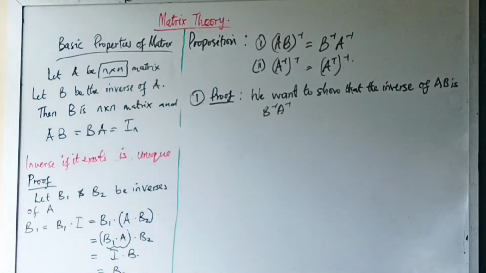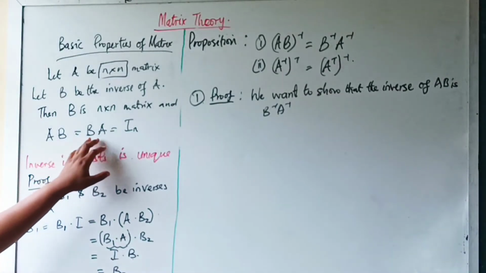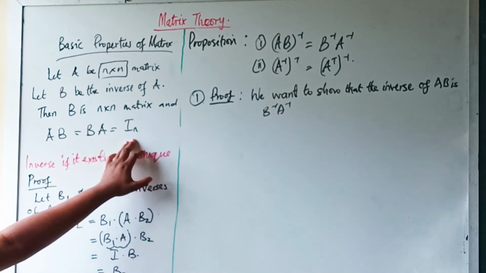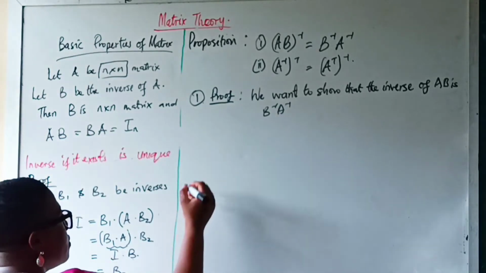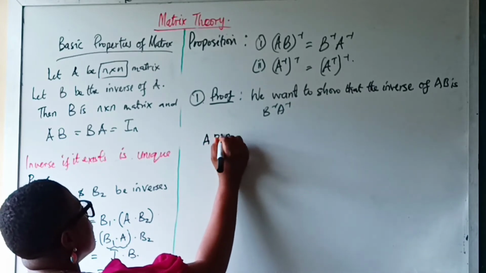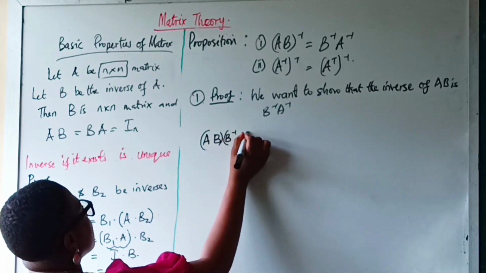So I need to show that whether I multiply it from the left or I multiply it from the right, it must give me an identity matrix. So AB times B inverse A inverse.